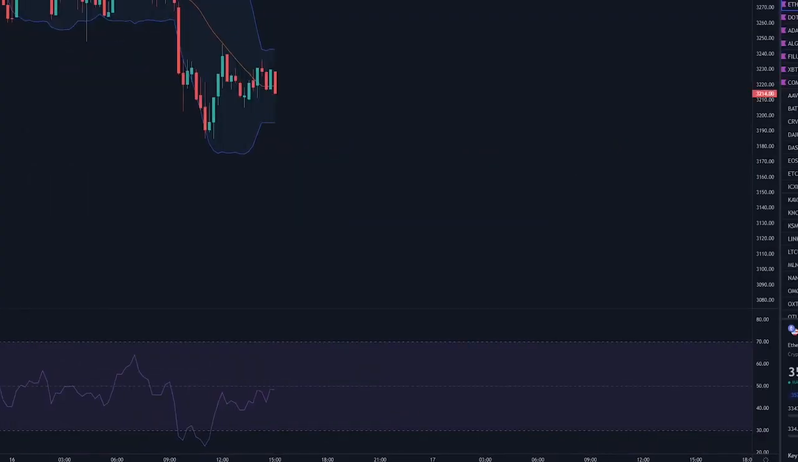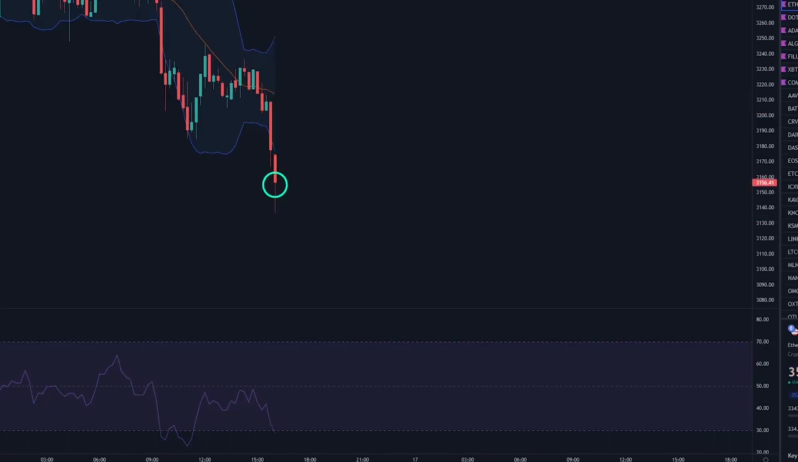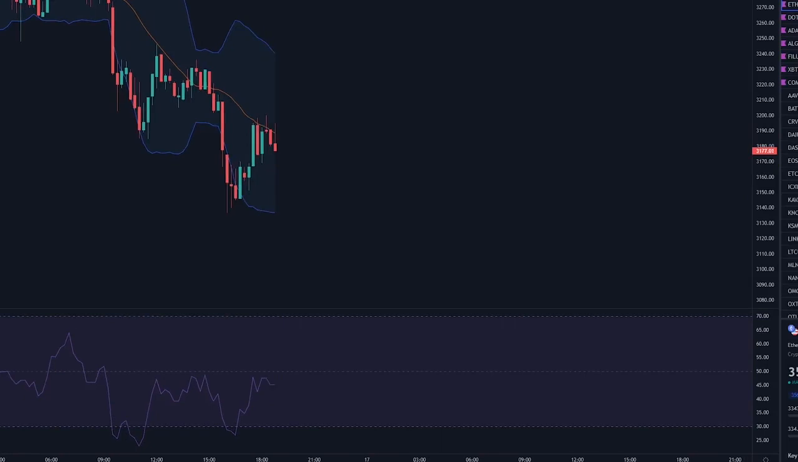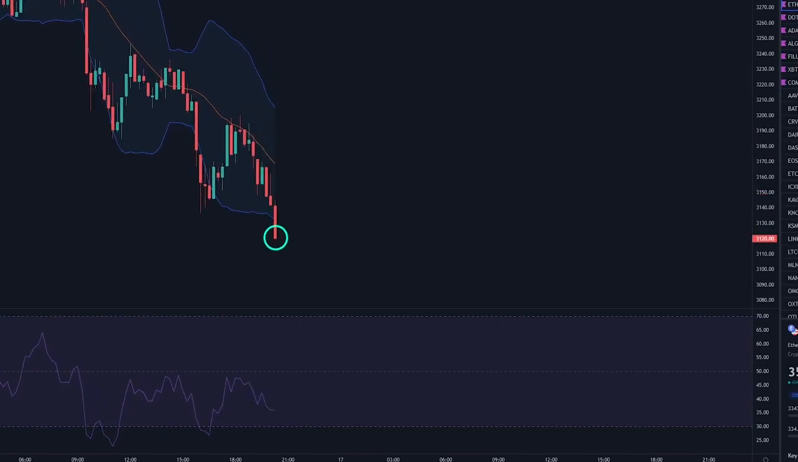that works like absolute magic. Here you can see the price starts to drop to the lower Bollinger Band and then reverses. The next time it comes down, it makes a new lower low from the previous low, but something interesting is happening. The RSI made a higher low.